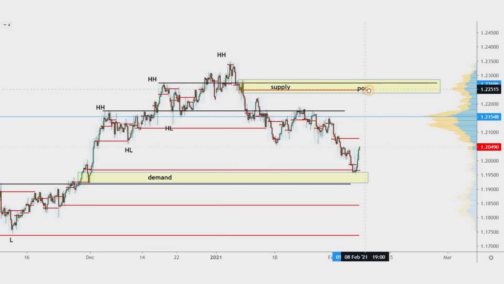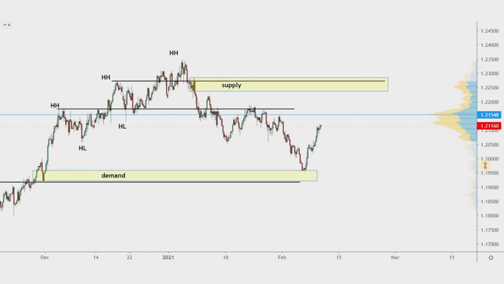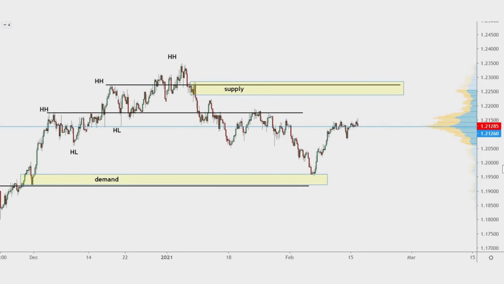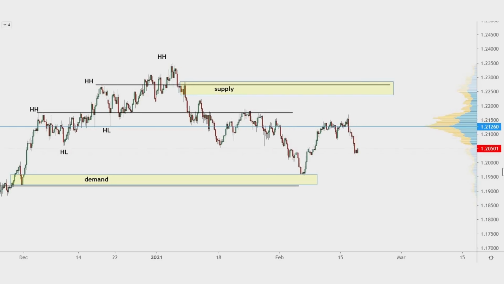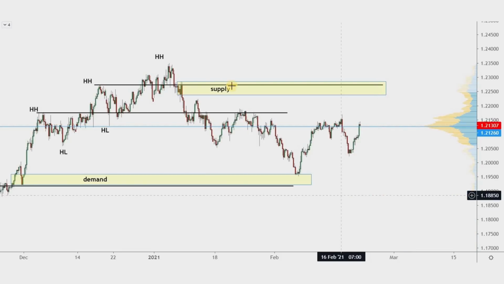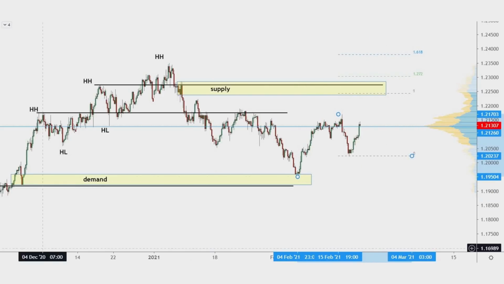We have a fresh point of control of a daily cluster. We are looking closely at this zone in the future. Price developed and here we are with a new opportunity. As I always say, if you missed a trade, don't worry, the market always gives you new opportunities.